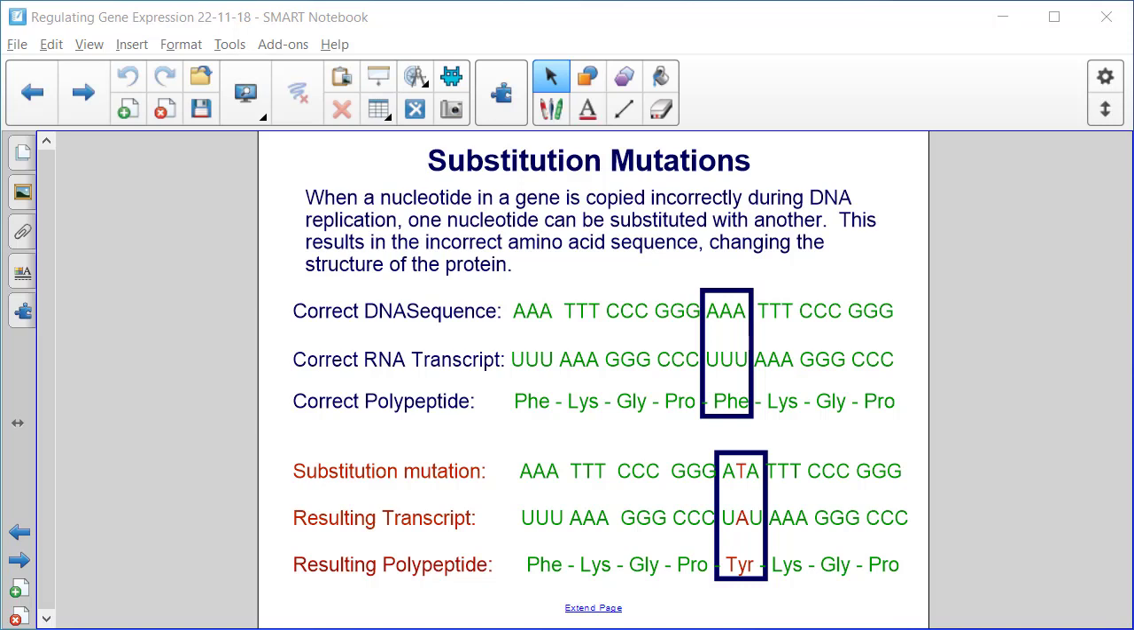PHE or phenylalanine. What happens if we have a substitution error at this second position where instead of AAA, we have ATA? Our RNA transcript will be off by 1 base. We would have UAU, and that codes for the polypeptide tyrosine.